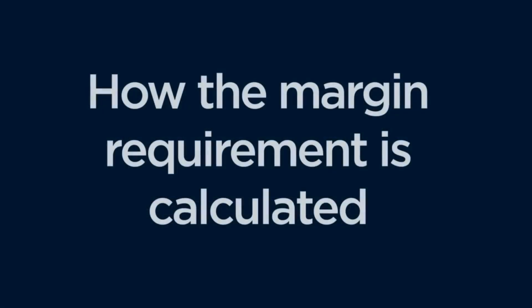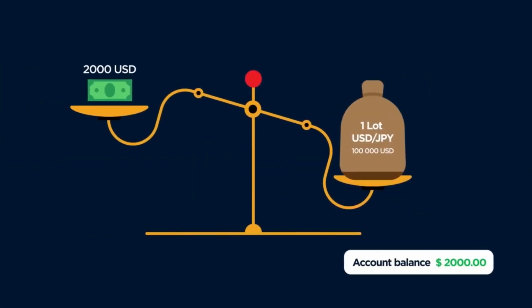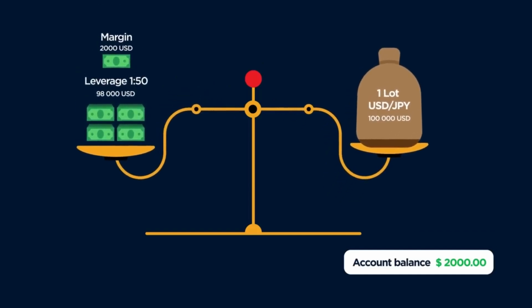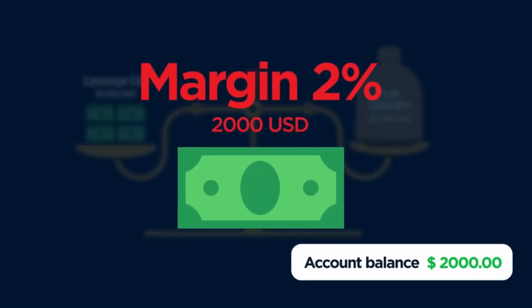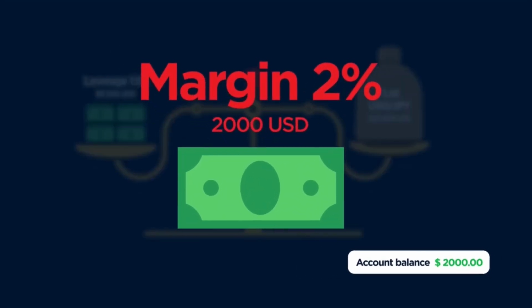Let's take a look at how the margin requirement is calculated. Remember when we opened a one-lot size order with a 1 to 50 leverage, the margin equaled $2,000, which was all the money we had on our balance. Hence, we could not open new orders until we closed this one.